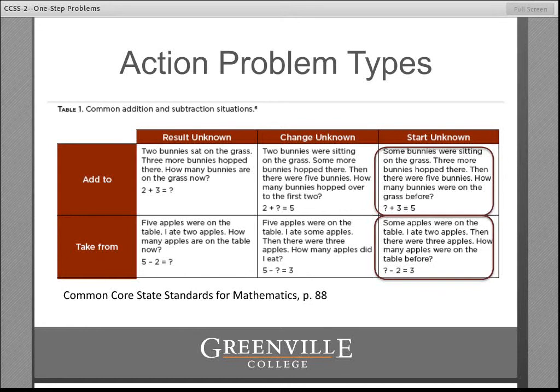The change unknown problems were introduced for the first time in first grade. They're considered medium difficulty. The start unknown problems are extremely difficult. You'll see that they're partitioned off here. That's to illustrate that not all first graders will have achieved mastery, but they are expected to achieve mastery in second grade.